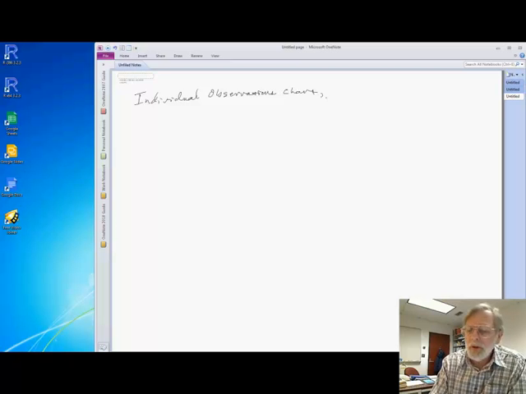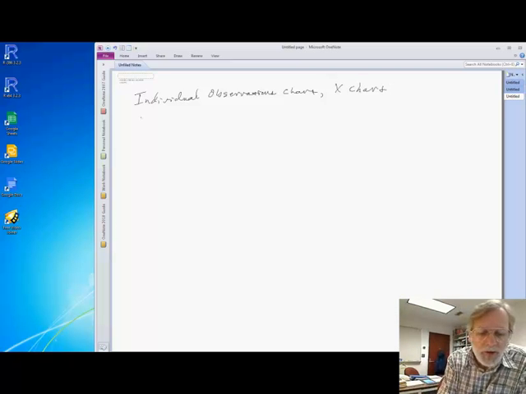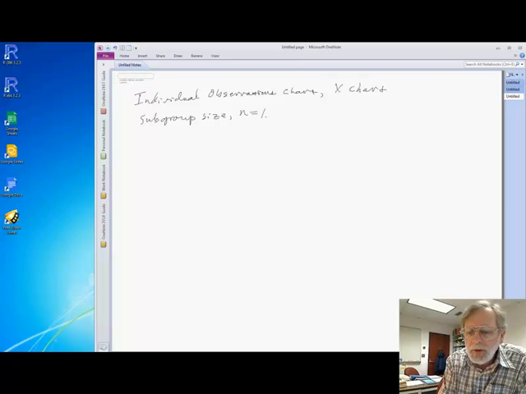As I mentioned last time, that also goes by the name of an X chart, without the bar, not X bar, just an X chart. And the distinguishing feature is subgroup size n equals 1. Thus the name individual observations, because the subgroup is simply a single observation on your process metric.